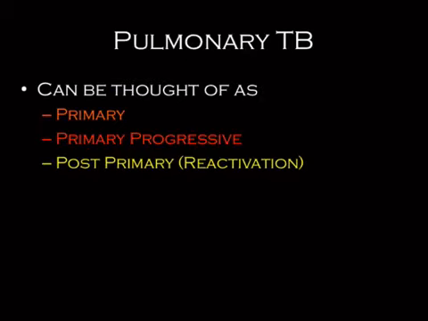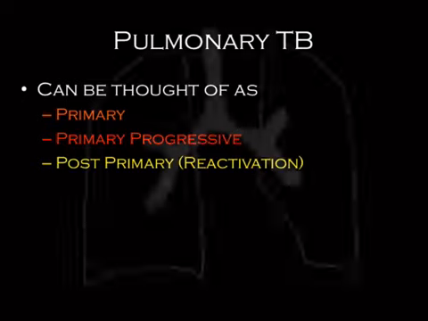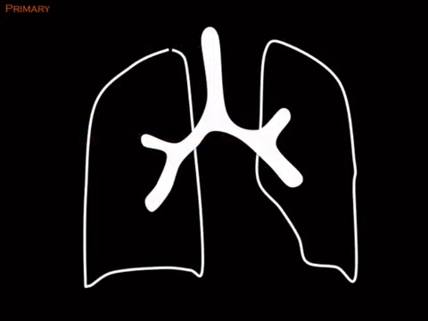testable. So TB can be basically thought of as 3 different categories or flavors: primary, primary progressive, or post-primary, which some people will call reactivation. So primary TB can be thought of sort of like this. You breathe in the bug, get infected. You have a normal immune system which reacts and walls this thing off. It becomes calcified. And when you see it on chest x-ray, people will refer to that as a gone focus. So that's your calcified granuloma.